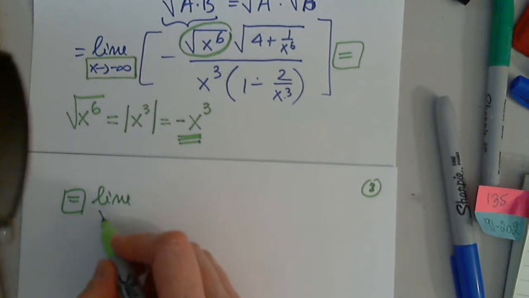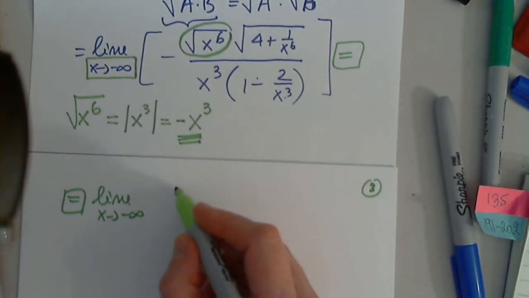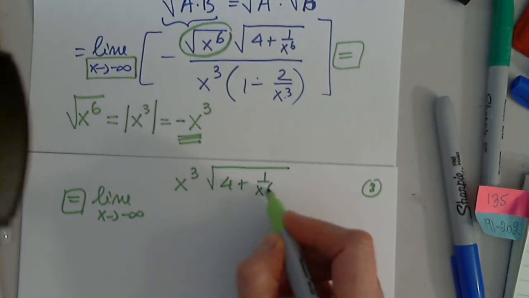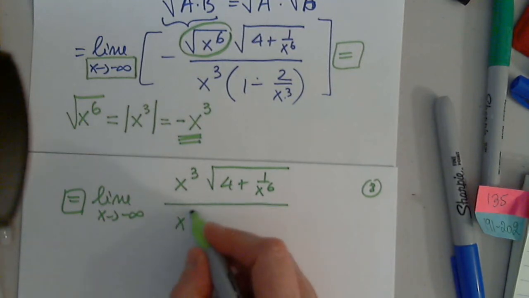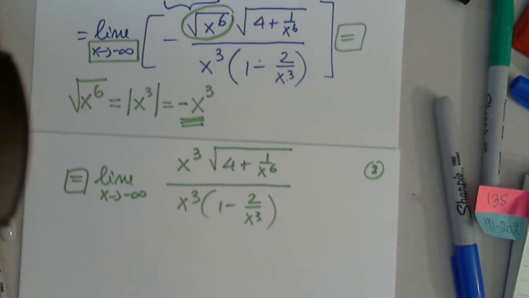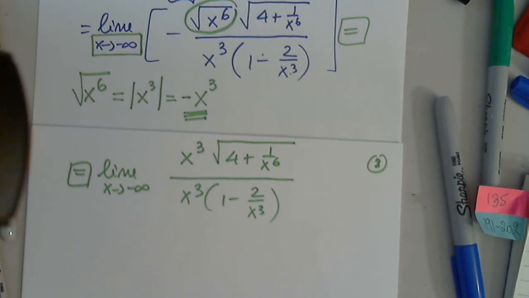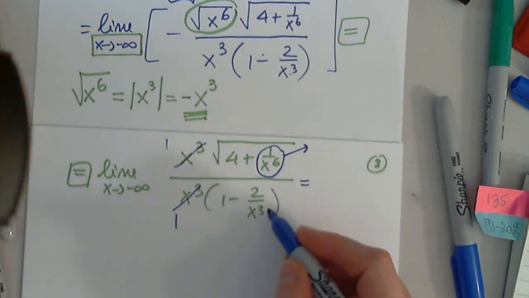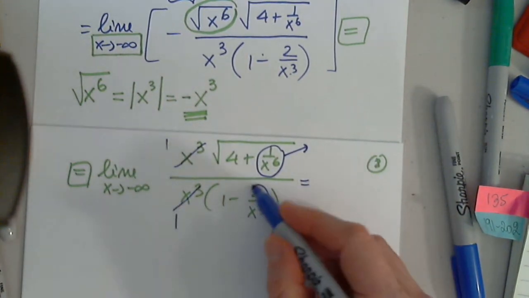So the limit as x approaches negative infinity of x to the 3rd times the square root of 4 plus 1 over x to the 6th, everything over x to the 3rd times 1 minus 2 over x cubed. And now it becomes apparent what I'm going to do next. And that is? Get rid of the x cubed. I worked so hard for it. That was my target. And now you will tell me where this is going when x approaches negative infinity.